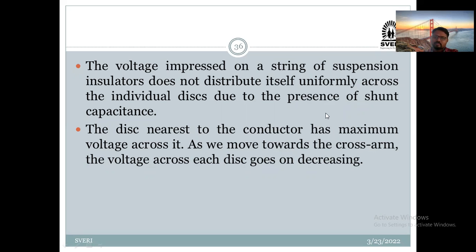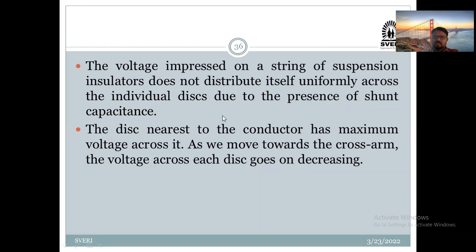String efficiency, voltage across the string divided by N into voltage across the disk nearest to conductor. And what is that N? Number of disks in the string. Correct, absolutely correct. This is the very correct formula that he has written.